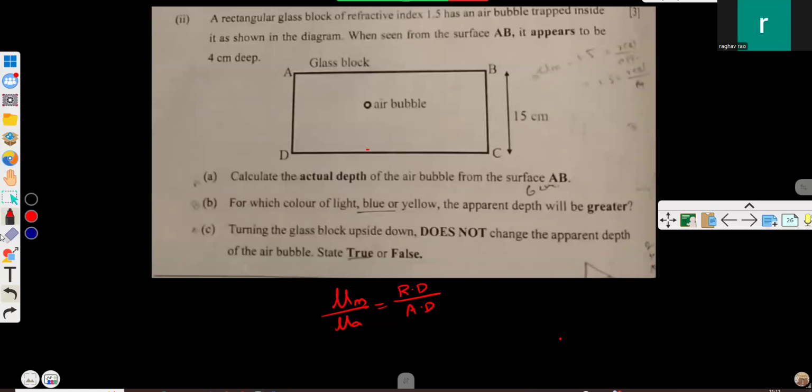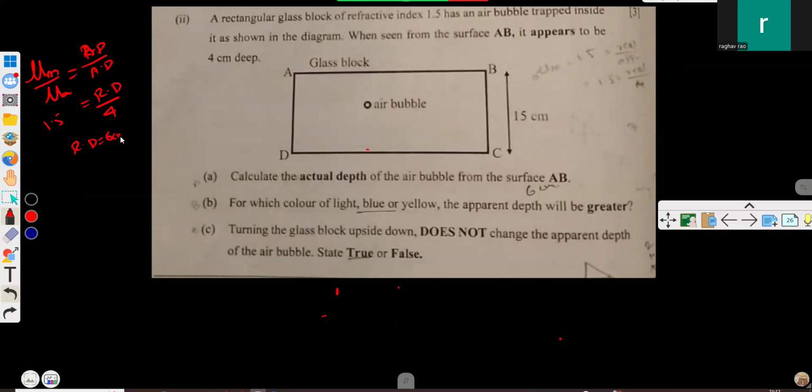Let me write here. Mu of medium divided by mu of air is equal to real depth by apparent depth. Real depth we don't know, apparent depth is 4. Mu of medium is nothing but 1.5. So real depth is equal to 6 centimeters. So it is present at 6 centimeters and this is 9 centimeters. So the real depth is 6 centimeters.